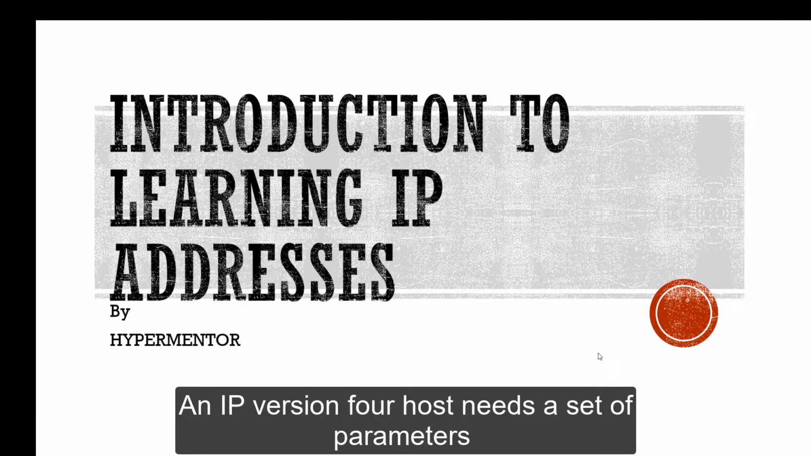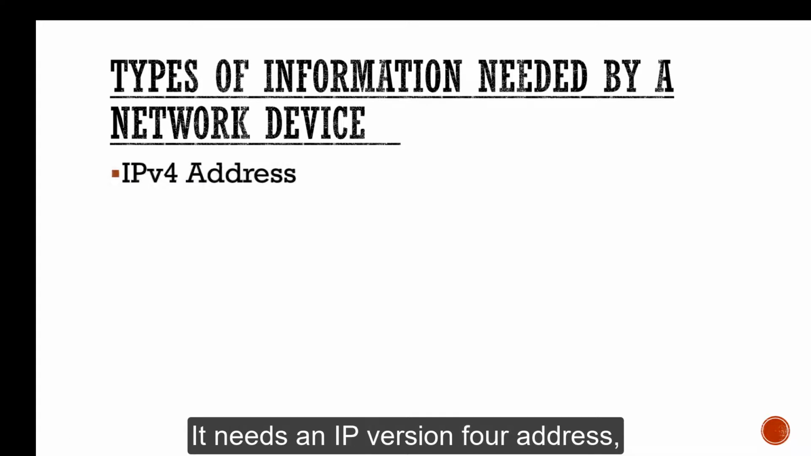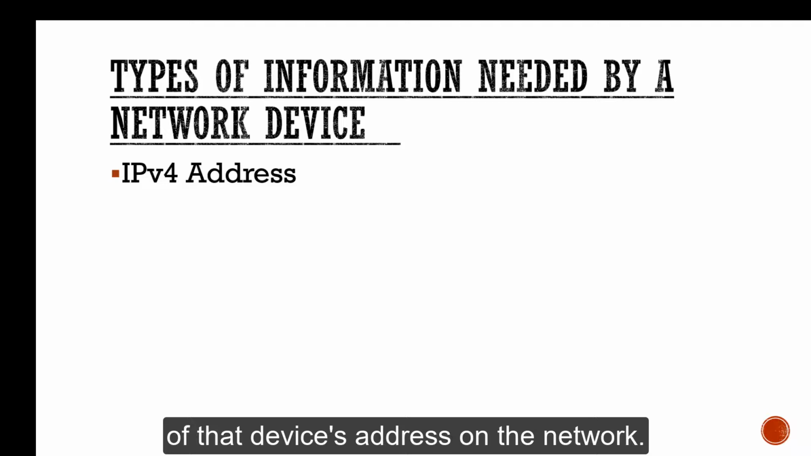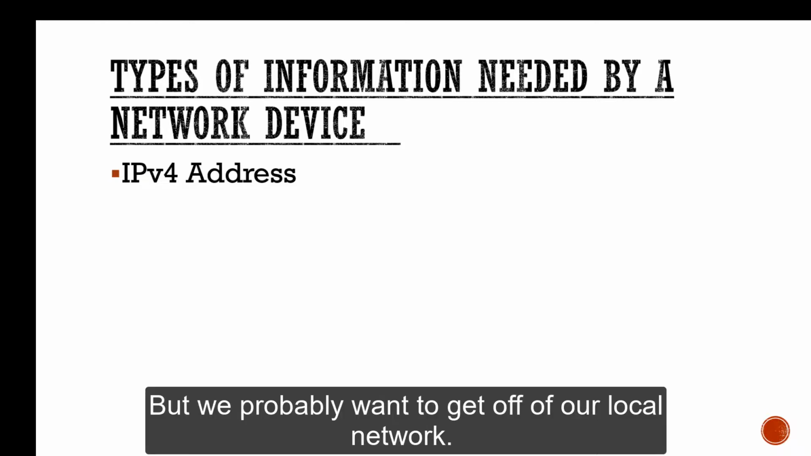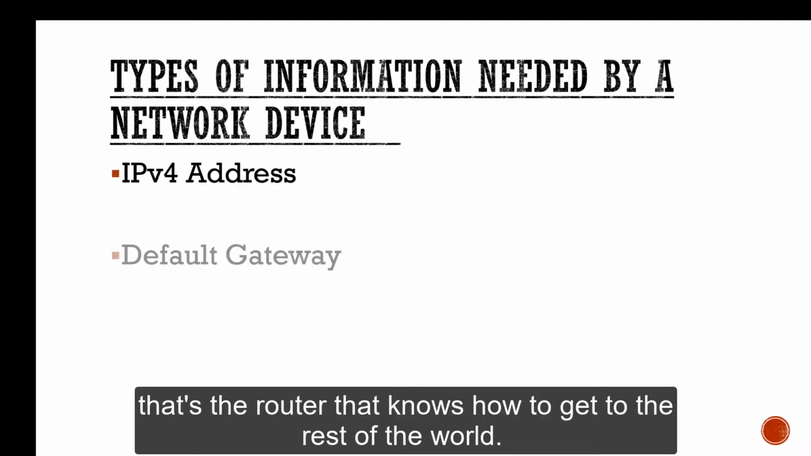An IP version 4 host needs a set of parameters in order to communicate on a network. Here are some of those parameters. Well, first of all, it needs an address. It needs an IP version 4 address, and that address contains both the network and the host portion of the device's address on the network. But we probably want to get off of our local network. That's what a default gateway can do for us. That's the router that knows how to get to the rest of the world.